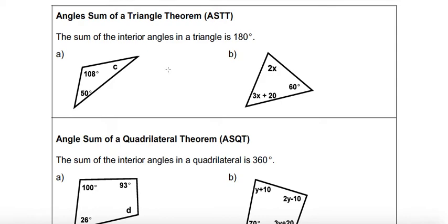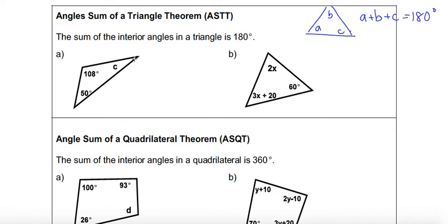So if I'm taking a look at example A, or if I want to draw a different generic example, and I label these A, B, and C, then A plus B plus C is equal to 180. If you wanted to write that out, you can. This is what the angle sum of a triangle theorem refers to. The angles inside of a triangle will add up to 180 degrees.